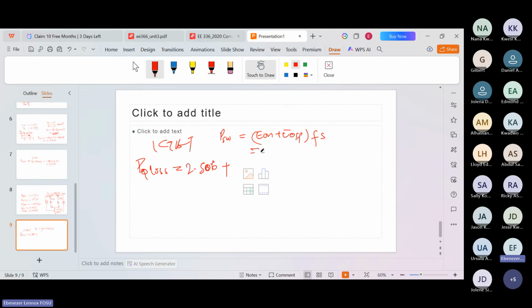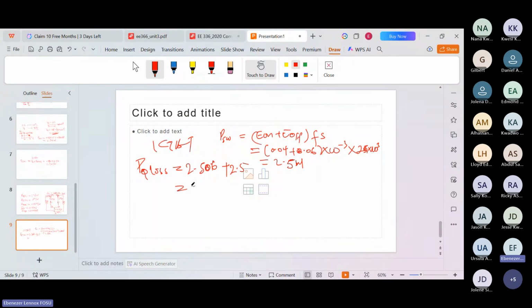So we need to do the substitution. We are going to have 0.04 plus 0.06 times 10 exponent minus 3, multiplied by 25 times 10 exponent 3. This gives us the switching loss of the IGBT, right? So we have 0.1 times 25. Are you getting 2.5 watt? If you simplify this, that will be 2.5.